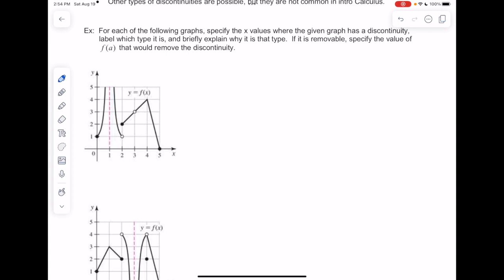Notice at x equals 1 on this first graph, we have a vertical asymptote, and the limit as x approaches 1 from the left and the right is positive infinity. So x equals 1 is an infinite discontinuity.